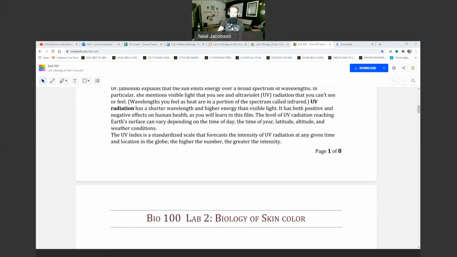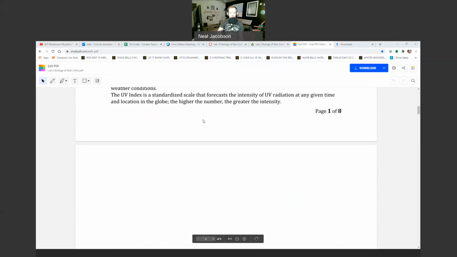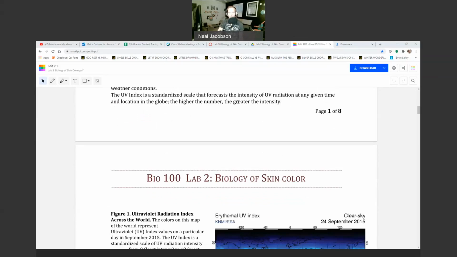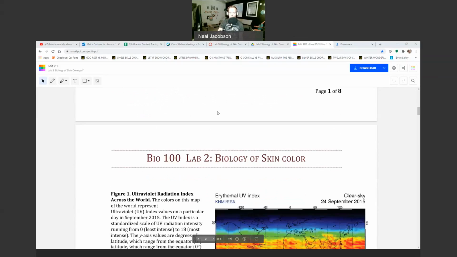And then the amount of UV radiation that actually hits the surface of the earth is going to vary depending on where you're at in the earth, what time of day it is, how high you are, whether there's clouds in the sky. And so the UV index, which we're going to see on the next page, is a way that says, okay, how much UV light is actually going to make it to the surface of the Earth at any given location on this day.